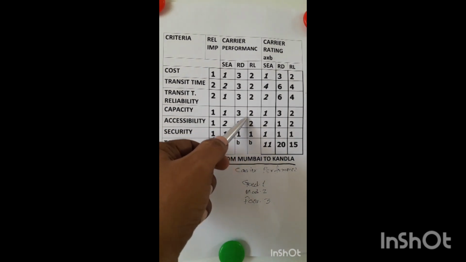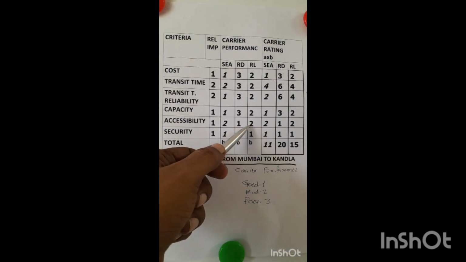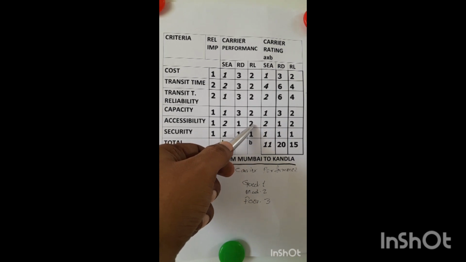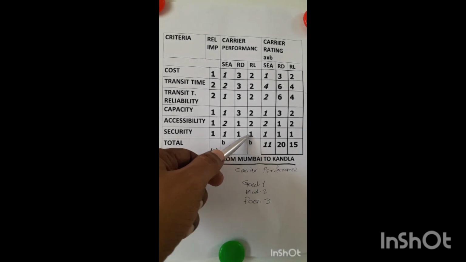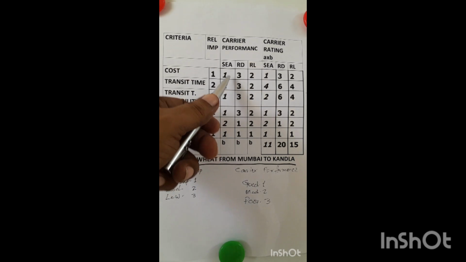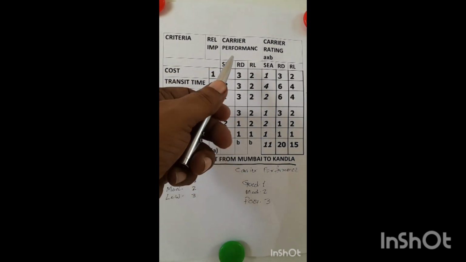Accessibility, you go to the railway office and ask for it. You will be able to get it after, let us say, putting a requisition request. After 5 days, 6 days, you get the train. So accessibility 2. Security again not a problem. That is the 1. You have a closed wagon, so no problem, you can have a 1. So he has assigned the weightage for carrier performance for sea transport, road transport, rail transport.